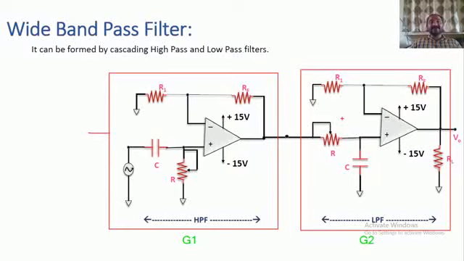Now the gain of the circuit which is constructed using the cascade connection is nothing but the product of the individual gains. The product of the individual gains means these two blocks are connected in a cascaded manner.